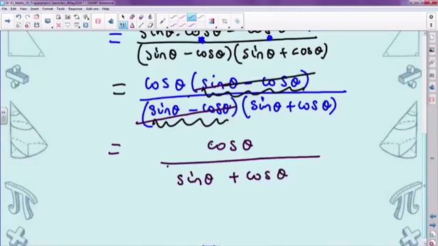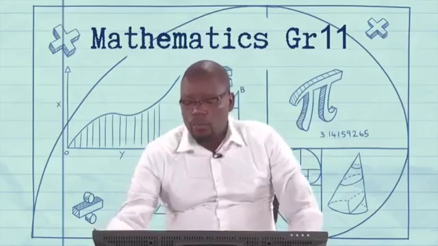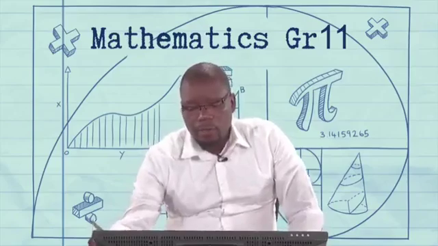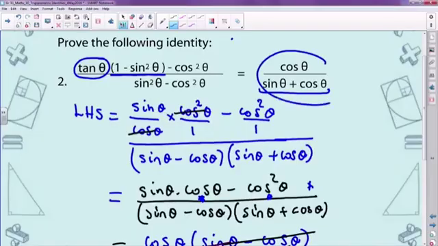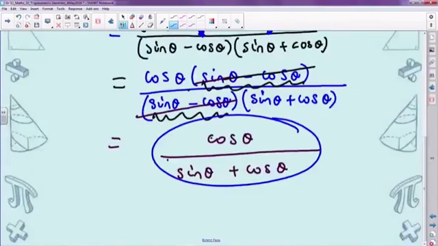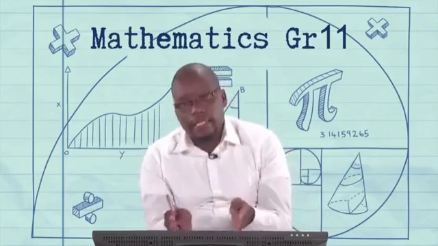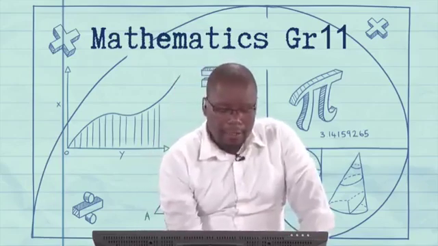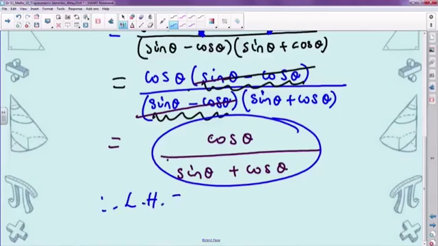Now remember, we said when we're working with our left-hand side, which is the complicated side, we're bearing in mind what we want to get at the end of the day. If you look at your right-hand side, that is cos theta over sine theta plus cos theta, which is what working with the left-hand side gives us. Then our conclusion is, therefore, this is an identity. Why is it an identity? Because the left-hand side is the same as the right-hand side.